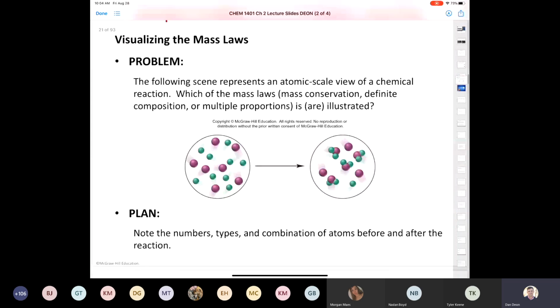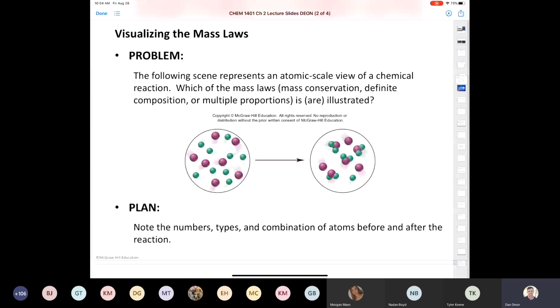Okay, so it says here, visualizing the mass. So this problem here, let's see, what does it say? Sorry, I'm rifling through my notes here at the same time. What time is it? 10:05? This class goes till 11:05, right? Good. Okay, so it says here, I'm kidding.